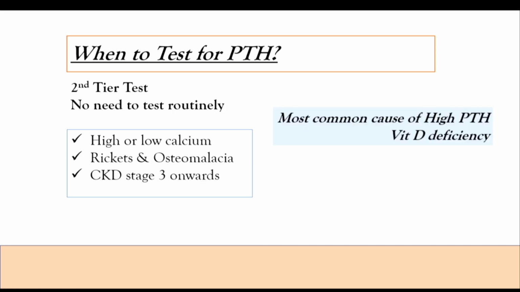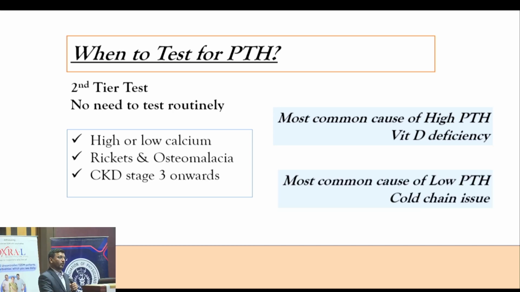Now, what is the most common cause of high PTH? It is vitamin D deficiency. And what is the most common cause of low PTH? It is the cold chain issue. PTH is a heat-labile hormone. We should ensure that it is sent in a well-maintained cold chain to a trusted laboratory, because laboratory variations, especially in peripheral labs, can often cause misdiagnosis.